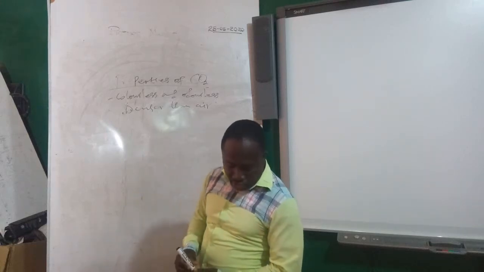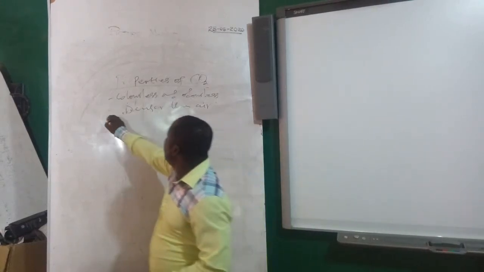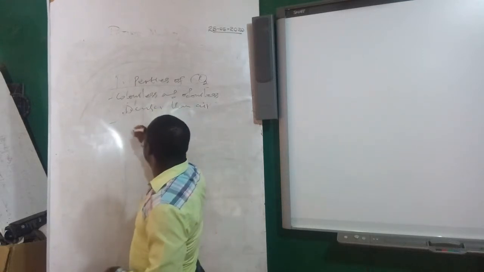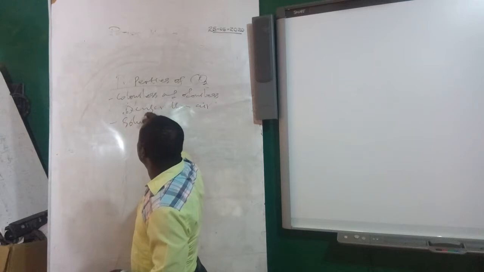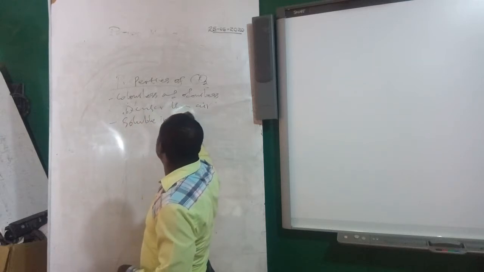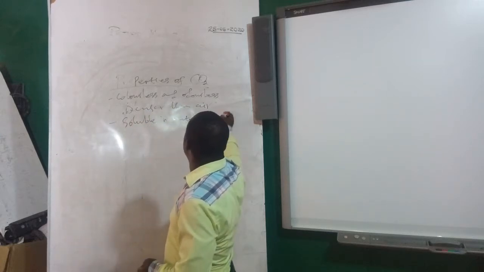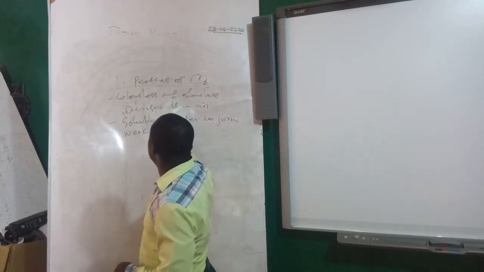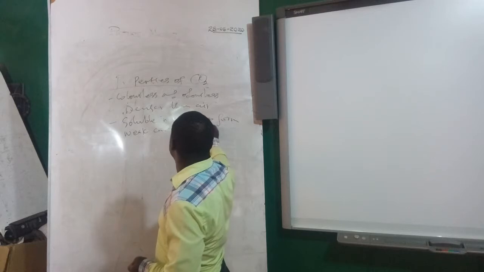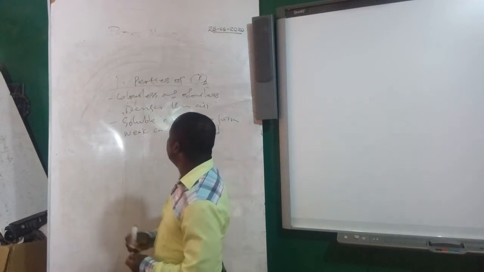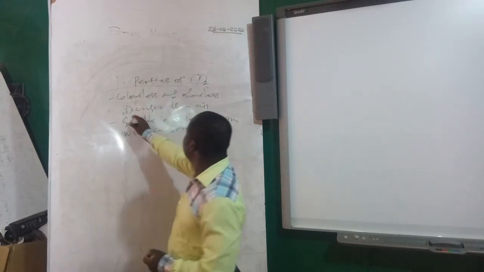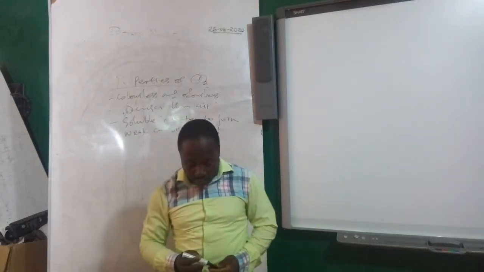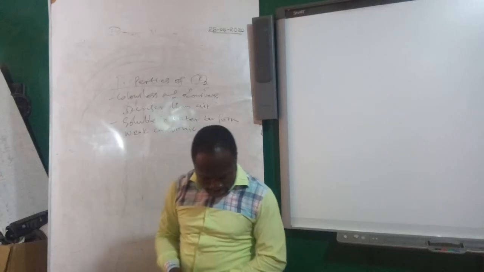Again, it is soluble in water. Unlike hydrogen gas, which is insoluble in water, carbon 4 oxide is soluble in water. It's soluble in water to form weak carbonic acid. Good. It is colorless and odorless. It is denser than air. It is soluble in water to form weak carbonic acid.